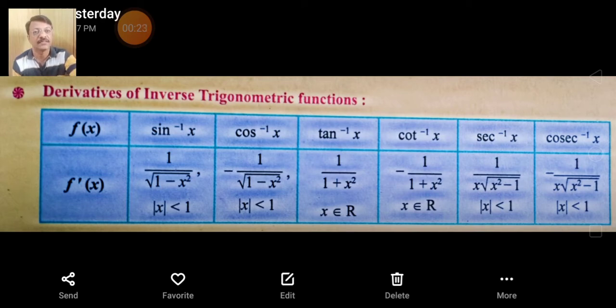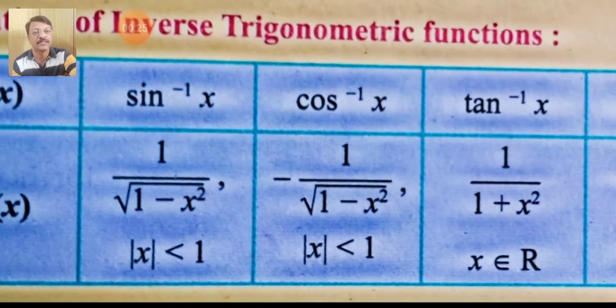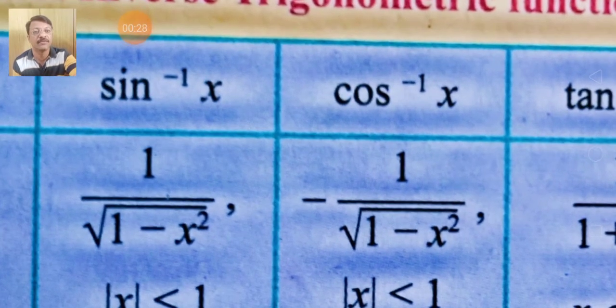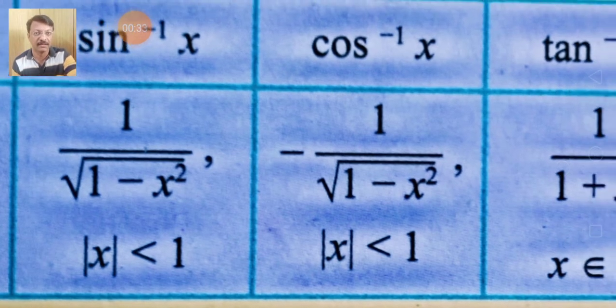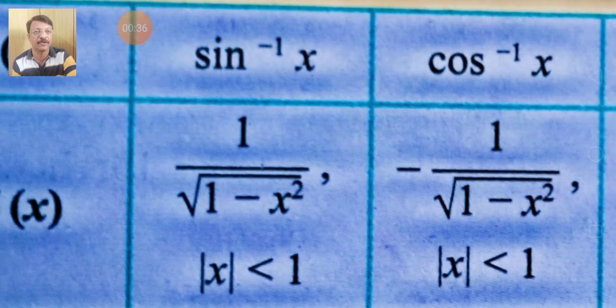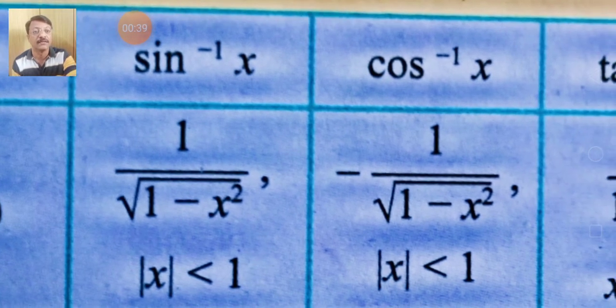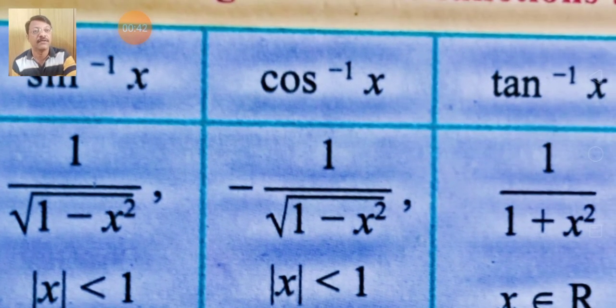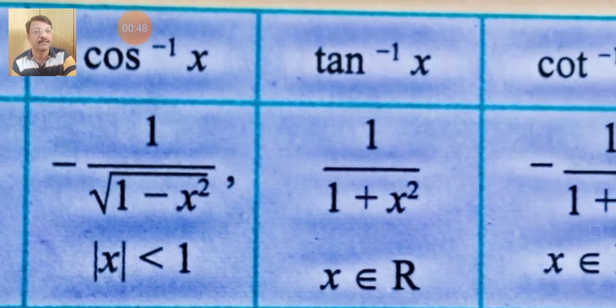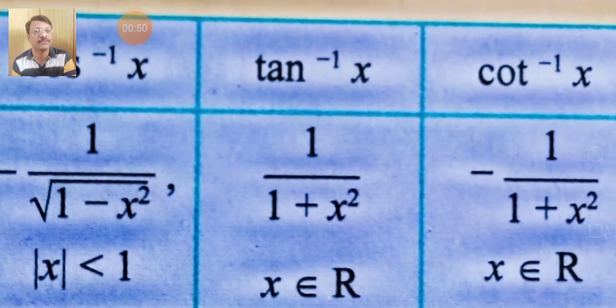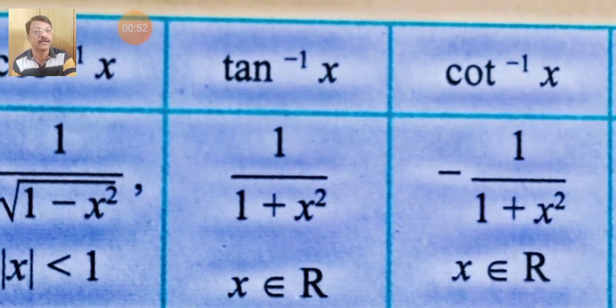Sin inverse x, the derivative is 1 upon root of 1 minus x square, and there is one condition given, mod x less than 1, that is a fundamental condition for sin inverse x's domain. Then you have the second function cos inverse x, whose derivative is minus 1 upon root of 1 minus x square. Derivative of tan inverse x is 1 upon 1 plus x square.